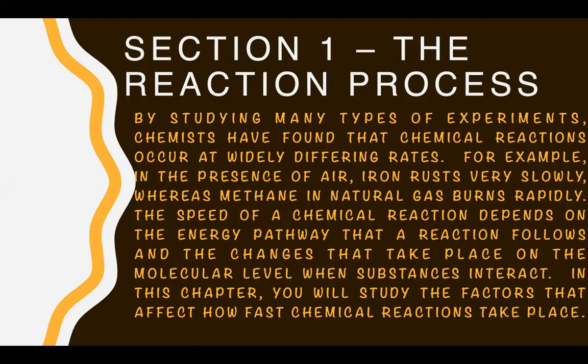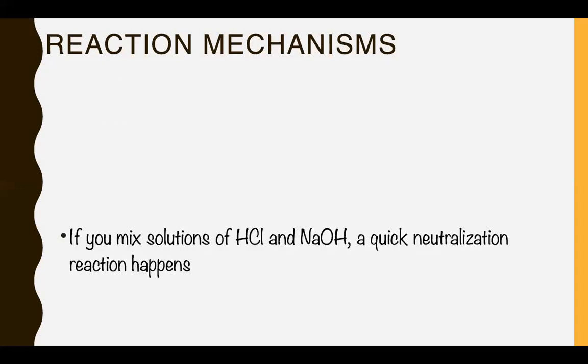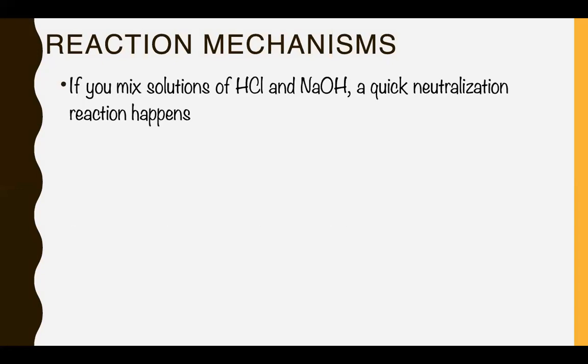In this chapter, you will study the factors that affect how fast chemical reactions take place. A lot of this will probably be common sense. For example, if you increase temperature, you will increase the reaction rate, things like that. We're going to talk about that in a later section. But looking at how a reaction actually occurs.